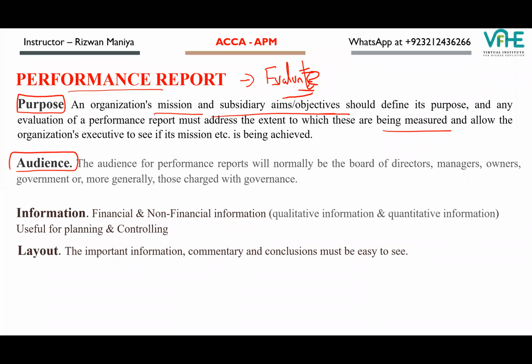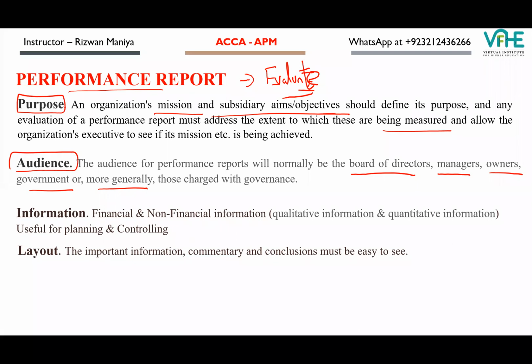If you are doing a very good financial analysis and you give that analysis to a class 7th student to analyze, that is not relevant for that student. So you are not sending the right thing to the right audience. Just check the audience and see whether the report is according to the audience or not. Audience can normally include board of directors, managers, owners, government, or generally those charged with governance.